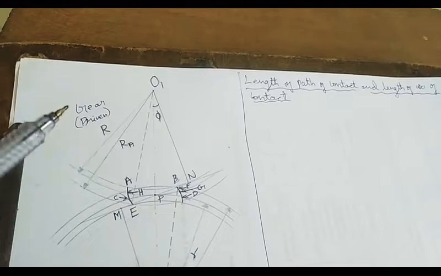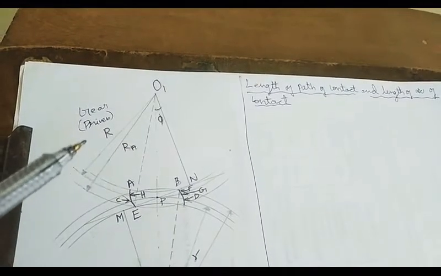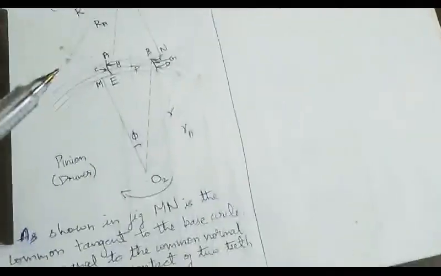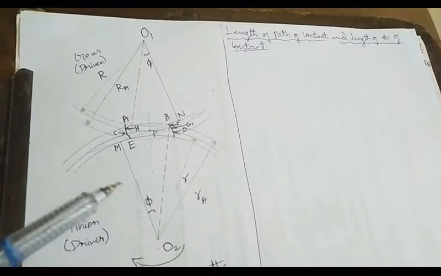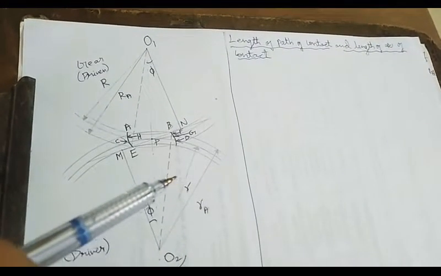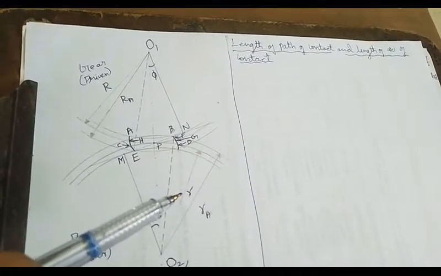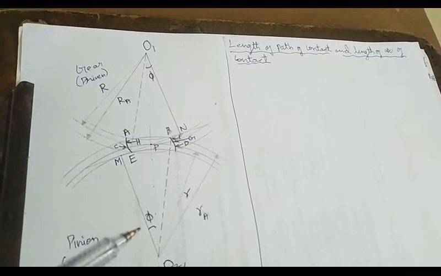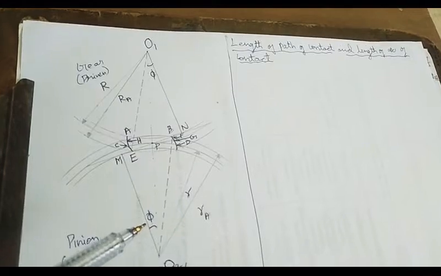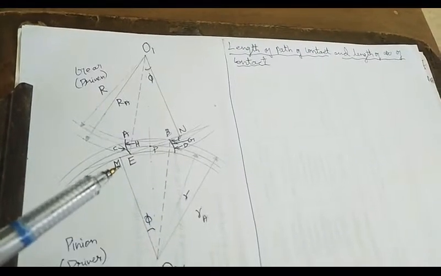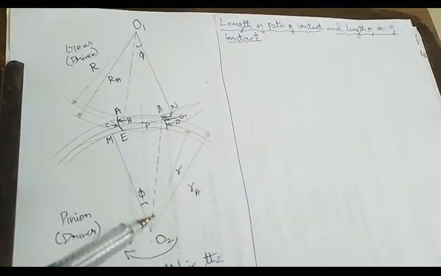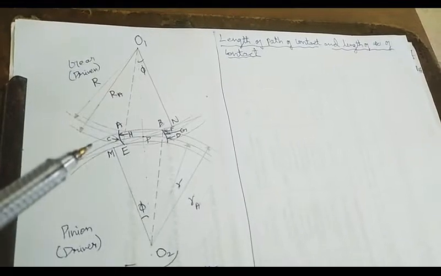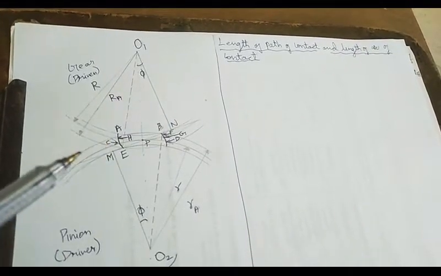The addendum circle radius for the gear is Ra, and the pitch circle radius is R. Similarly, for the pinion, the pitch circle radius is small r and the addendum circle radius is ra. Here also we have identified the pressure angle phi, and this line O2M will be perpendicular to the line Mn.